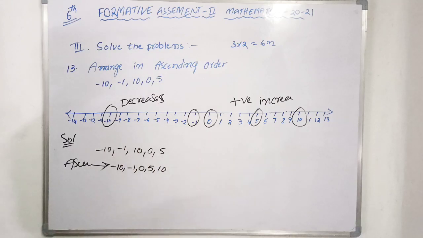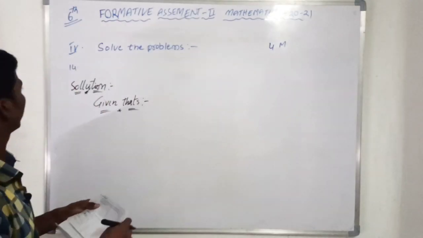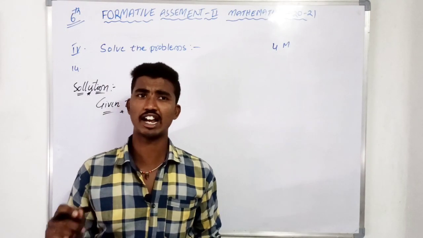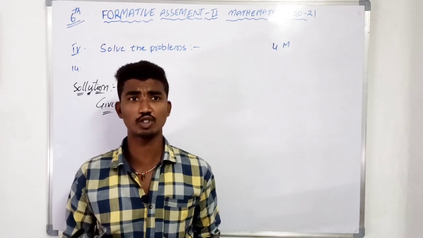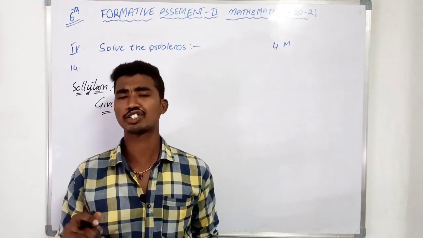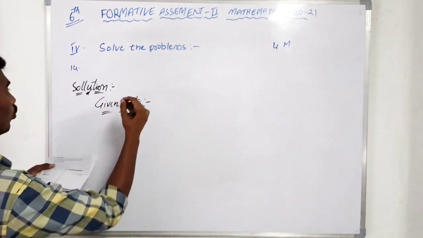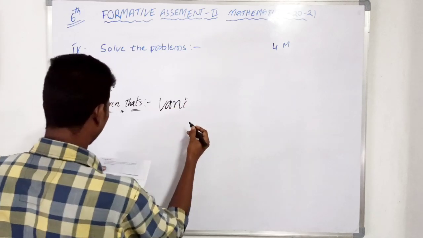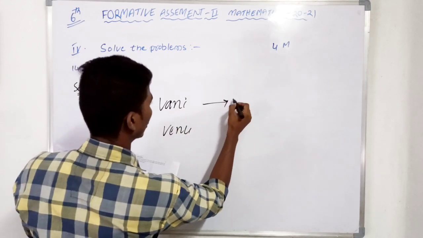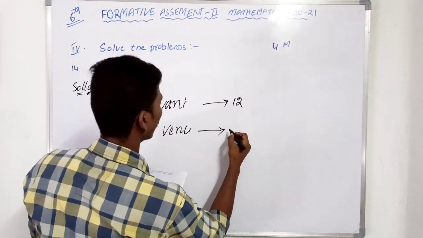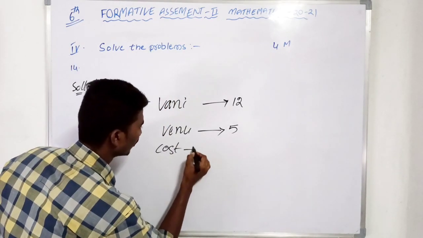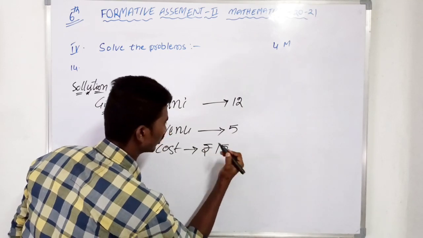The next question is the 14th question. Vani and Venu purchased 12 notebooks and 5 notebooks respectively. The cost of each notebook is 15 rupees. How much money do they have to pay in total to the shopkeeper? Vani purchased 12 notebooks and Venu purchased 5 notebooks. The cost of each notebook is 15 rupees.